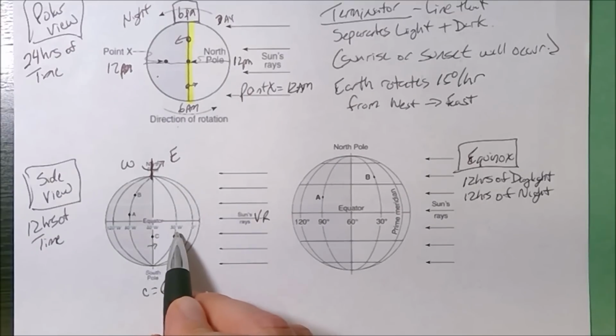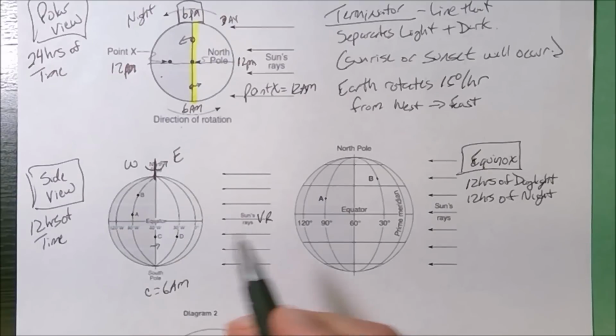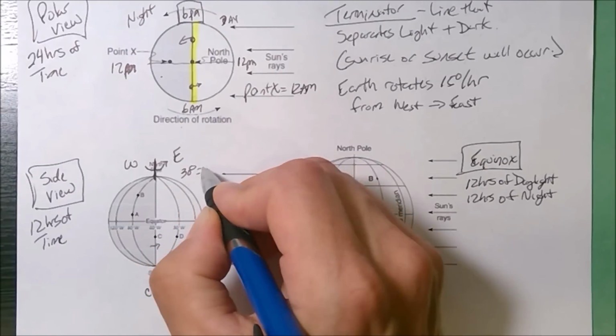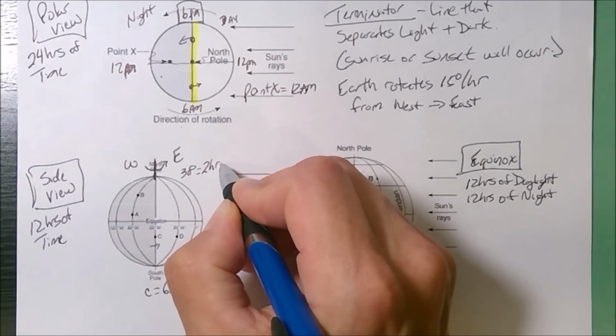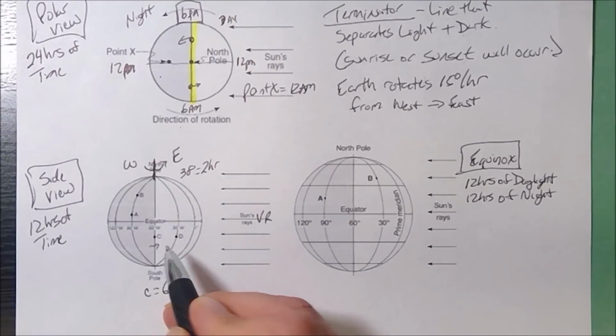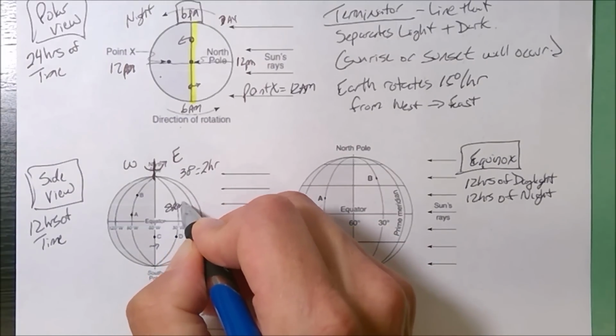Each one of these is 2 hours because it's 30 degrees apart. So if you've got 30 degrees between your meridians, that is going to be a 2-hour difference. East is going to be later, so point D would be at 8 a.m.